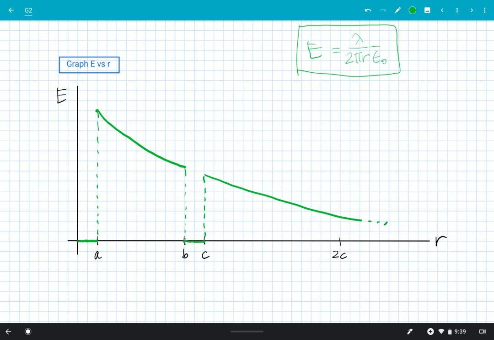It would go with 1 over R for the free space regions, and then it would drop down to 0 when you're inside the conductor. I think it's important to know that. You could go back and look at the spherical problem and make a similar graph. For any of the Gauss problems that you want to have this insight into, graphing E versus R is useful.